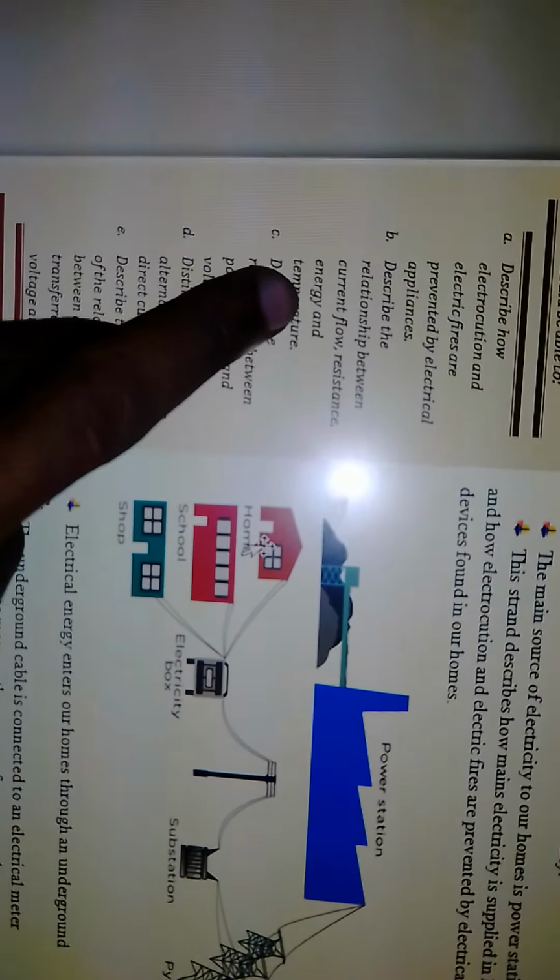In this topic, we are going to look at a number of things. At the end of this topic, you should be able to describe how electrocution and electric fires are prevented by electrical appliances. Describe the relationship between current flow, resistance, energy, and temperature. Describe the relationship between power, current, and voltage. Distinguish between alternating current (AC) and direct current. Describe the application of the relationship between energy transferred, current, voltage, and time.